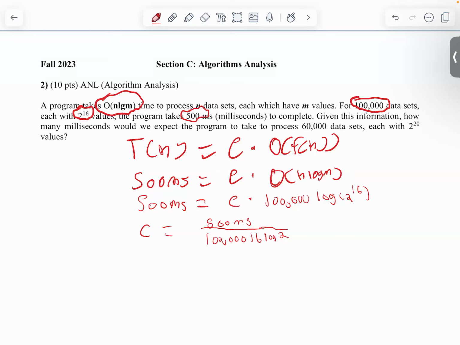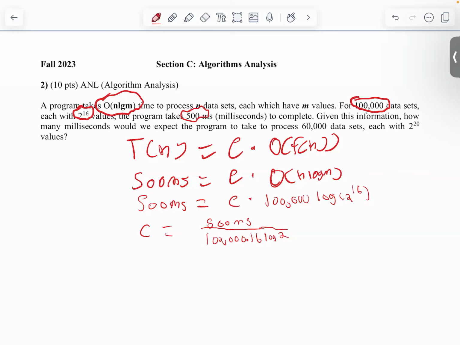Is anyone confused on how I got there? I'd put a multiplication sign between the 100,000 and 16 because it kind of looks like 10 billion 16. Yeah, there you go. My handwriting is terrible, by the way. No, you don't get that on a formula sheet. You just got to know that. Does everyone know how I got there? Okay.